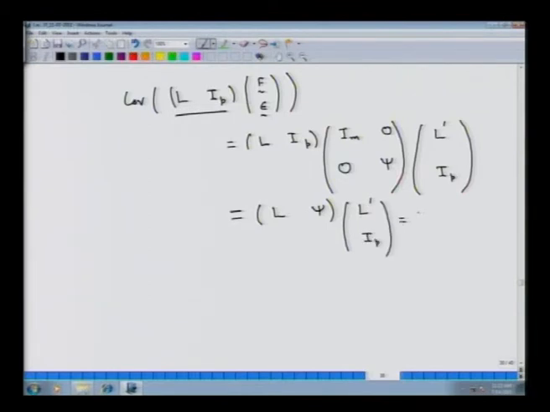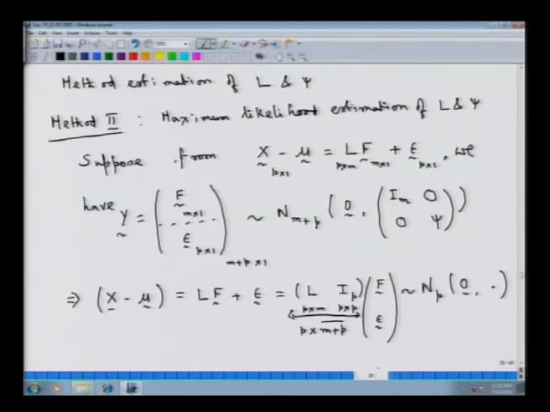So, what do we get? We get L L transpose plus psi. Now, what is L L transpose plus psi in a factor model? That is nothing but the sigma matrix. So, we can fill in this particular dot here and say that our x minus mu has a multivariate normal distribution, p dimensional, with mean vector 0 and a covariance matrix equal to sigma.